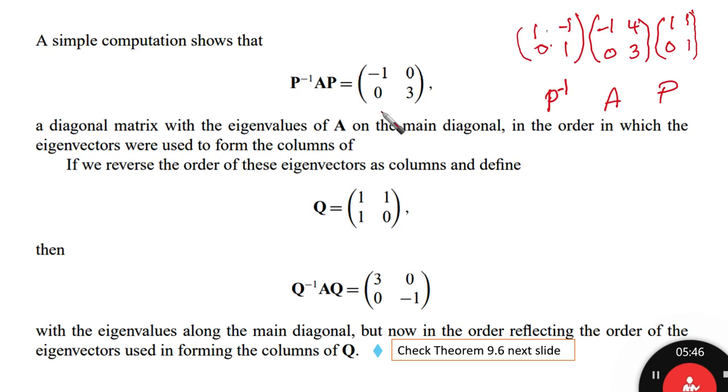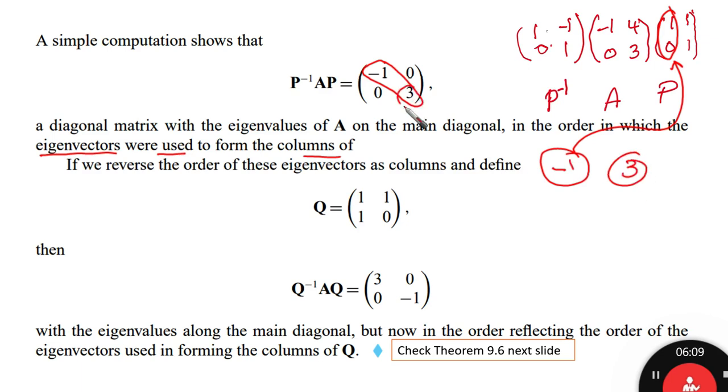So we're going to obtain a diagonal matrix, as you can see, with eigenvalues on the main diagonal, in the order in which the eigenvectors were used to form the columns, right? Because -1 is related to what? To the first eigenvector. And then 3, which is the second one here, is related to the second eigenvector.